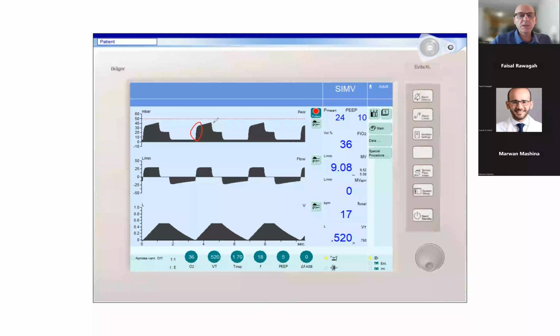So what do you think about the peak inspiratory pressure here? Yeah, the peak inspiratory pressure is almost like 41. And at the same time, the plateau is 20. So the difference is really high. That can tell me mainly we are dealing with an airway resistance problem.